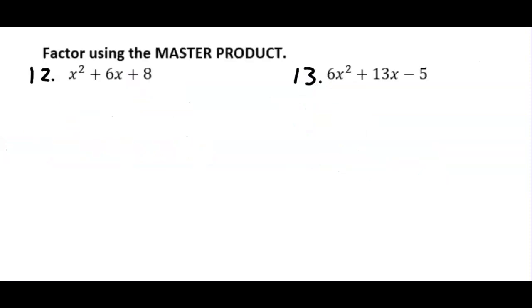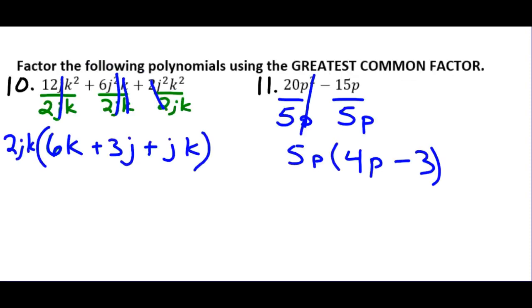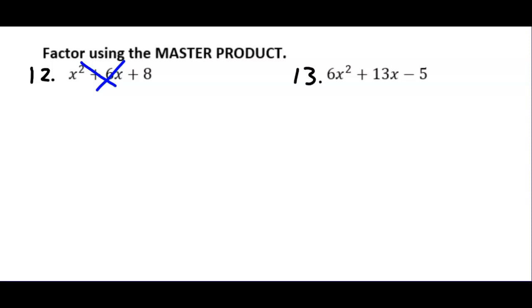12, if you go back, we crossed out. 13. What am I going to get in my diamond? What's going to be down here? Negative 30. 8 times C is negative 30. What's going to be up top? 13, because that's my B, right?